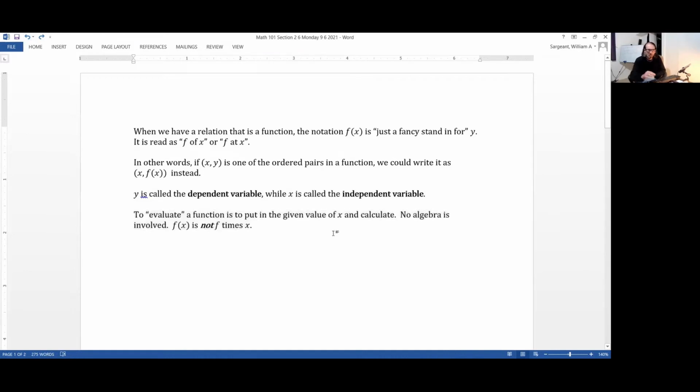When you are asked to evaluate a function, that means to put in a number for x, wherever you see x in the formula, if we have an equation for the function, and do some calculation. There's no algebra involved in that case, so I want to make it clear that what f of x stands for is just a fancy stand-in for y. This does not get read as f times x. That is not what it means.